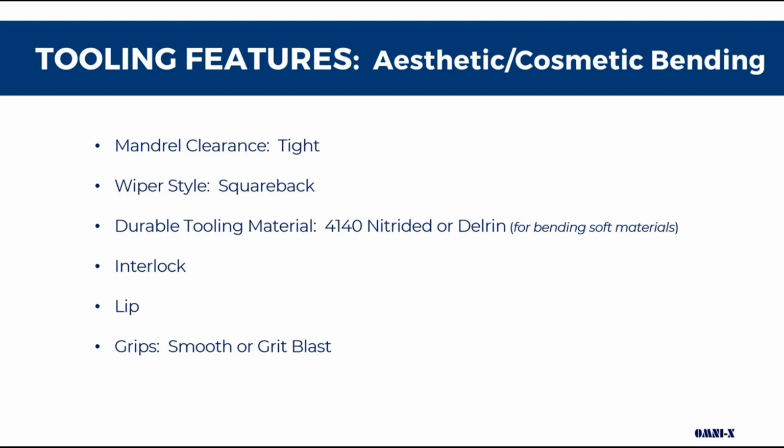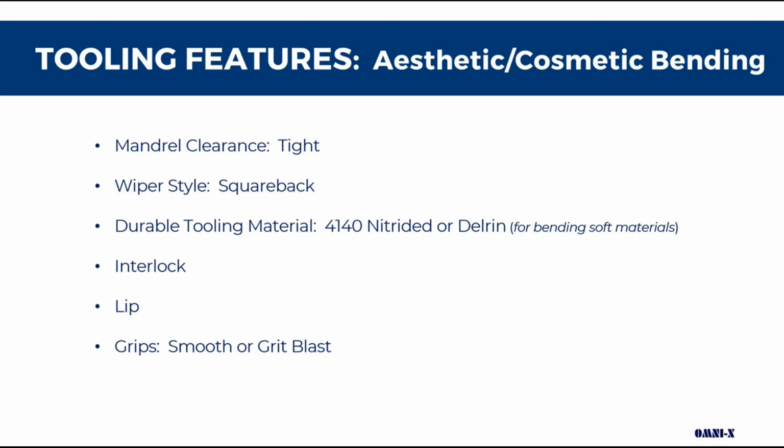To achieve the stringent quality requirements required for cosmetic bending, certain tooling features are commonly specified. Mandrel clearances are typically held very tight for cosmetic bending. When wiper dies are required, square back wiper dies are most commonly used.